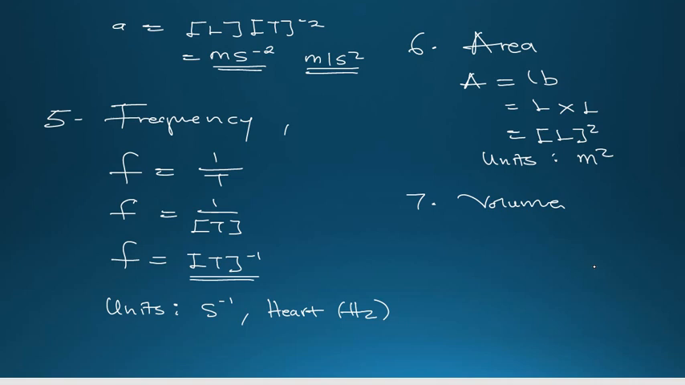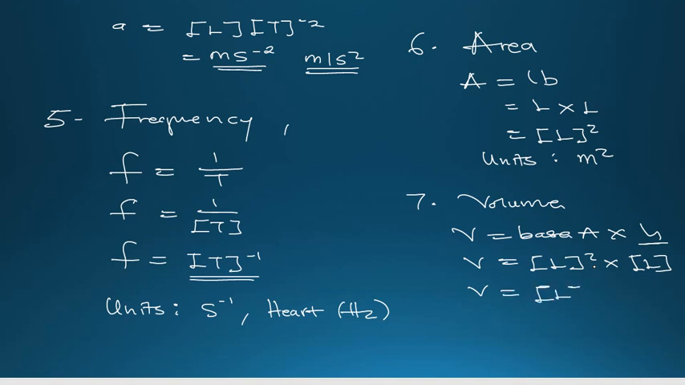Volume is defined as base area times height, where our area, we already know, is L squared. And our height is actually a length, guys, and you already know that the dimension of length is L. So L squared times L is going to give us L to the power 3. So this is the dimensions of volume.